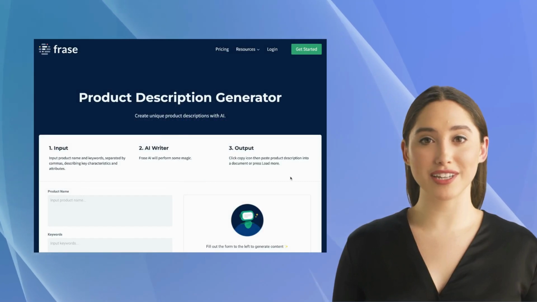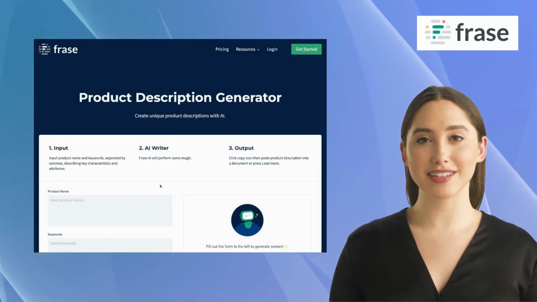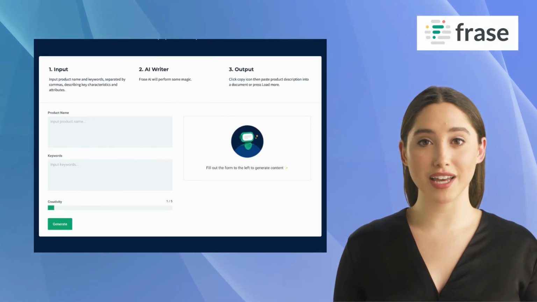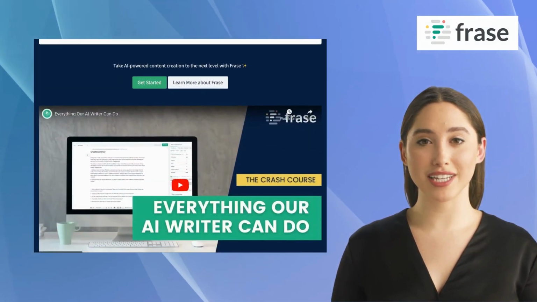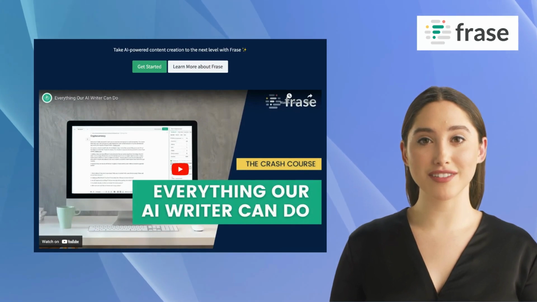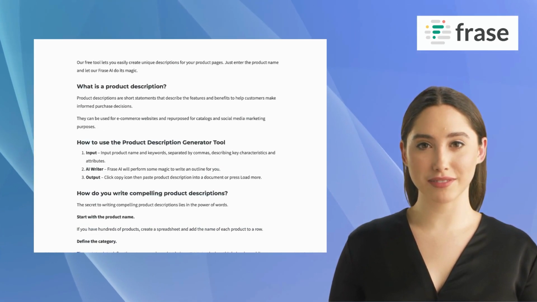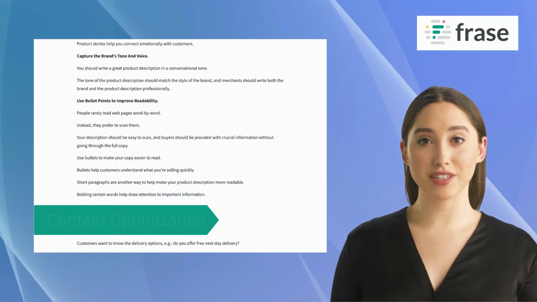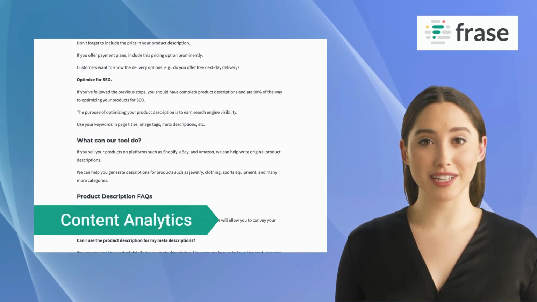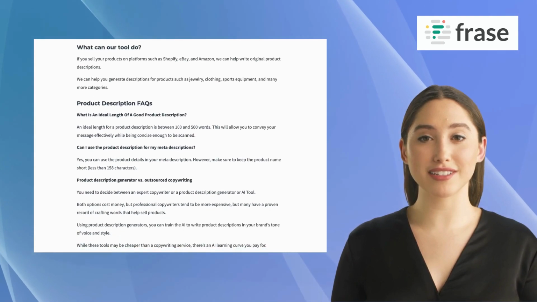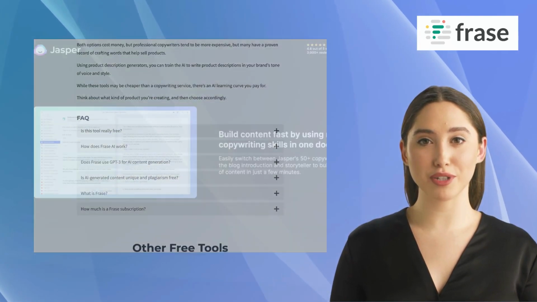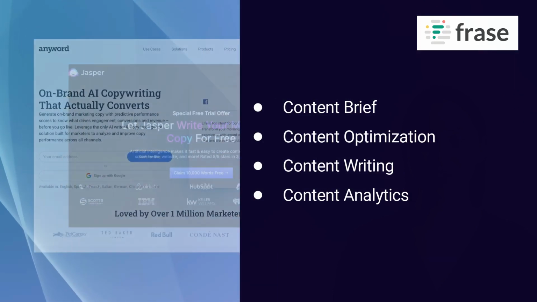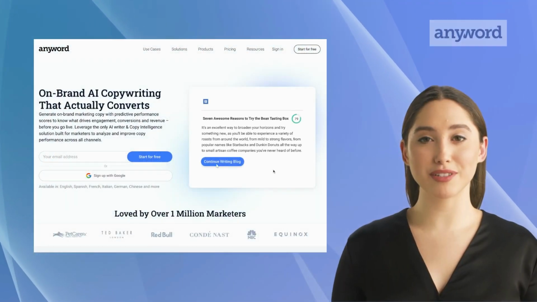The fourth alternative is Frase.ai. Frase.ai is an AI-powered platform that revolutionizes SEO and content creation by providing smart recommendations to improve the effectiveness of online content. It offers features like content brief, content optimization, content writing, and content analytics. Its standout feature is its content optimization feature, which uses AI to analyze and improve the quality of the user's content. Final alternative is Anyword.